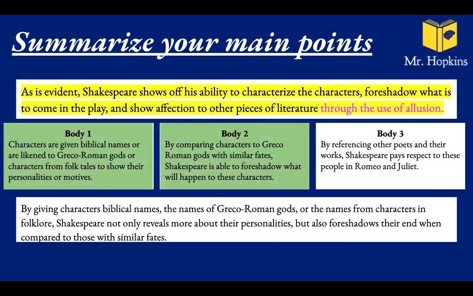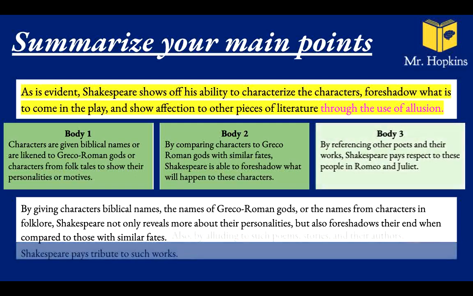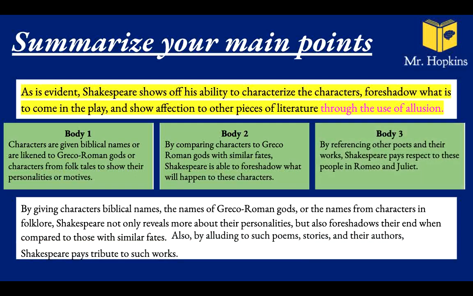Now, I've put the first 2 into 1 sentence. By giving characters biblical names, the names of Greco-Roman gods, or the names of characters from folklore, Shakespeare not only reveals more about their personalities, but also foreshadows their end when compared to those with similar fates. Also, by alluding to such poems, stories, and their authors, Shakespeare pays tribute to such works. As you can see, I've summarised the claims of all 3 bodies in just 2 sentences there.